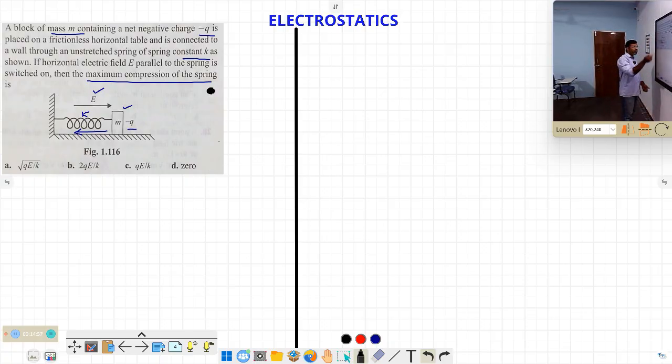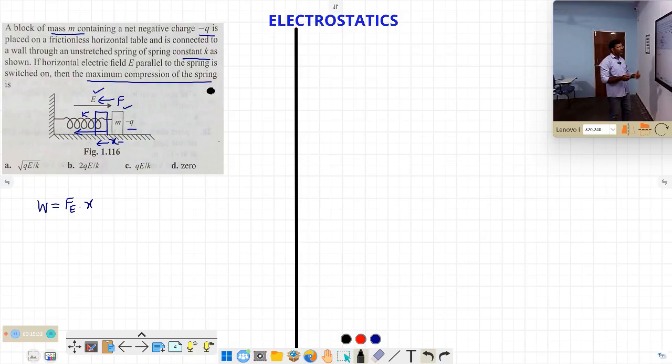It is applying a force on the charge, so the block is moving, the charge is moving, displacing through a distance of x. That x is called the maximum compression. In this case, the electric field applies an attracting force, and due to that force it is displacing. So I can say some work is done by the electric field force. What is the work done? Work done is equal to electrostatic force times displacement.